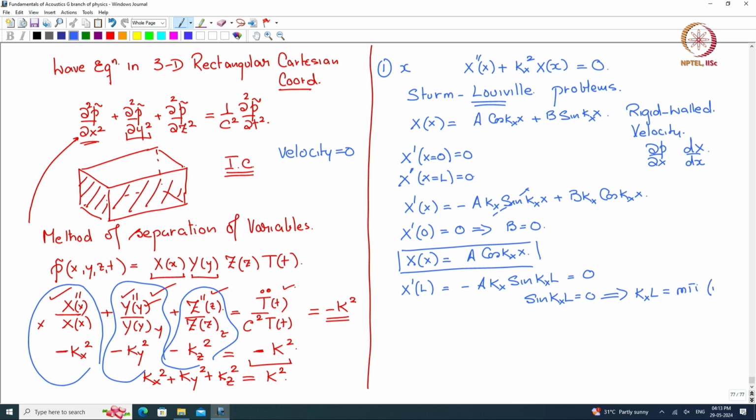Okay. m going from 1 onwards, because otherwise it is a trivial solution, which means kx is equal to m pi by L. Okay. So, now we will have to do something more. So, let us say this is my x direction, that is my y direction, and this is my z direction, and I have dimensions Lx, Ly and Lz. Okay. So, x dash at Lx, so kx Lx.